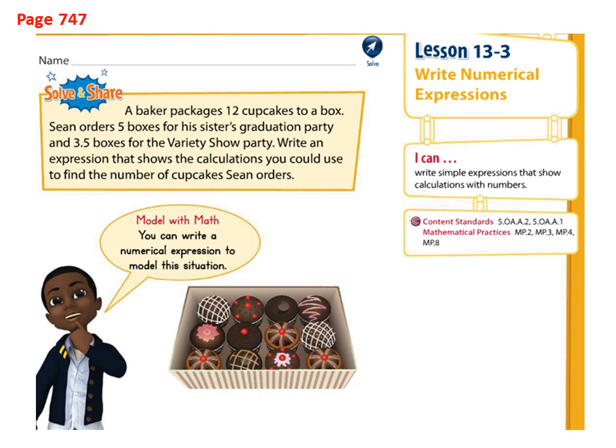Read this example. A baker packages 12 cupcakes to a box. Sheen orders 5 boxes for his sister's graduation party and 3.5 boxes for the variety show party. Write an expression that shows the calculations you could use to find the number of cupcakes Sheen orders.